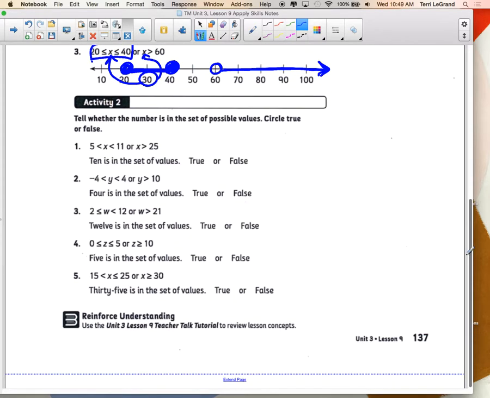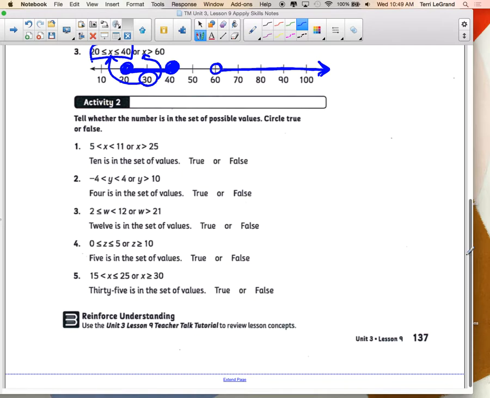It says tell whether the number is in the set of possible values, circle true or false. Well, we're not only going to circle true or false, but of course we're going to support it with a graph. Which part of it does it make true? Or false. Or what's the reason it doesn't? 10 is in the set of values. What do you think? True or false?